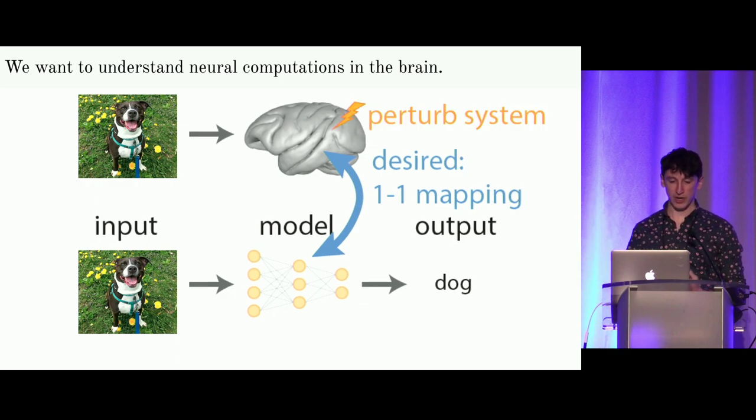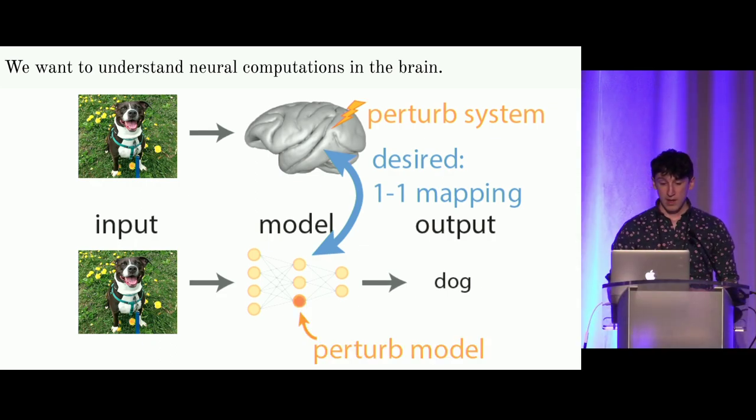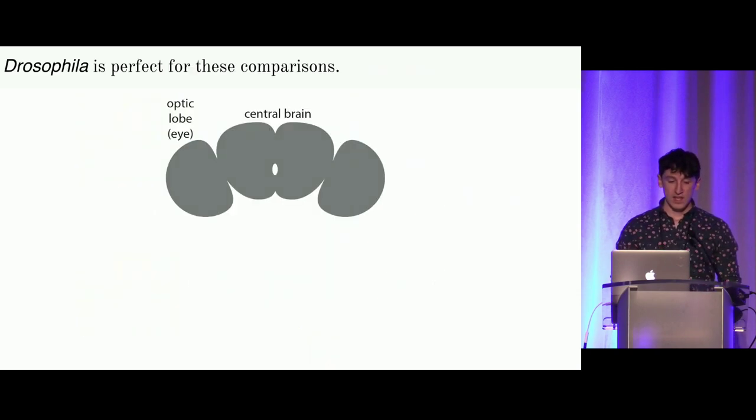So the approach that we're going to propose today is that we should perturb the system, for instance, by silencing classes of neurons. And then when we train the model, we should perturb it in the same way. For instance, we could set the neurons in the model to zero, which is akin to silencing them. To make these kinds of comparisons, we're going to use Drosophila for two reasons. One is that they have extensive genetic tools that allow us to precisely manipulate the neural circuitry. And the other is that they have rich, highly quantifiable behaviors.